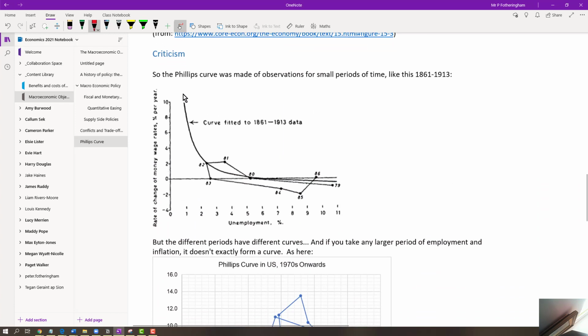But back to the original Phillips curve. Now, the Phillips curve is a contentious issue, and it's debatable because it's made of observations from small periods of time, like this one here, right? So this is only data from 1861 to 1913, so British employment and inflation data over that period of time. Yeah. And so you can see here, these are the years. So this is 1886 and 1879. And 86, 85, 84, 83, 82, 81, 80, 79. You can kind of see that there's a trend between these things, and they might mean to the curve.